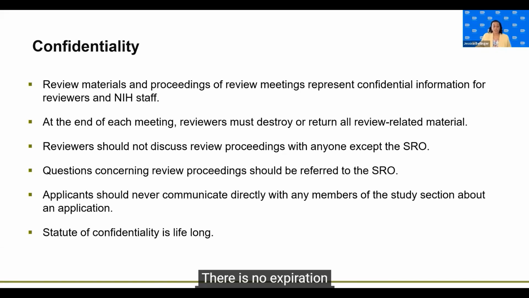There's no expiration date on confidentiality. Applicants should direct review questions to the SRO. The assigned program official will be listed on the summary statement and is the best point of contact for questions about next steps. Next slide.